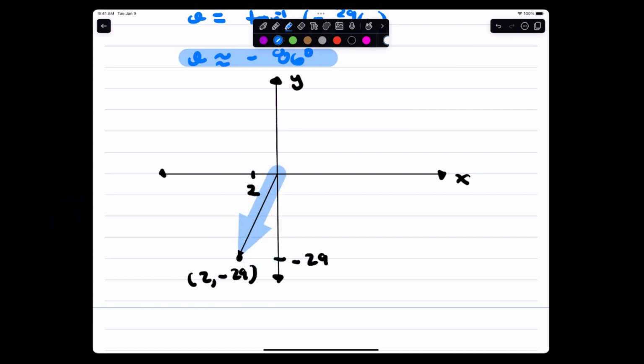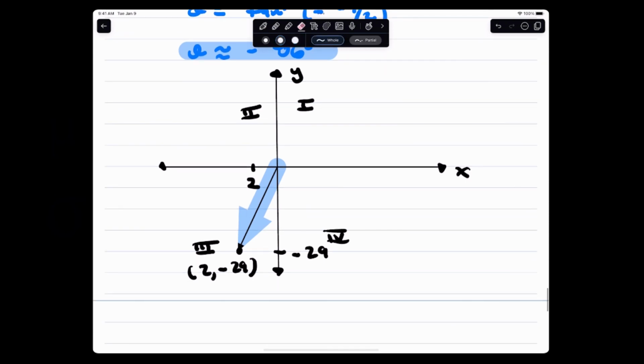Okay. What quadrant are we in? 1, 2, 3 and 4. Is that quadrant 4? Oops. In fact, I have to learn how to graph. That's not 2, negative 20. That's negative 2.